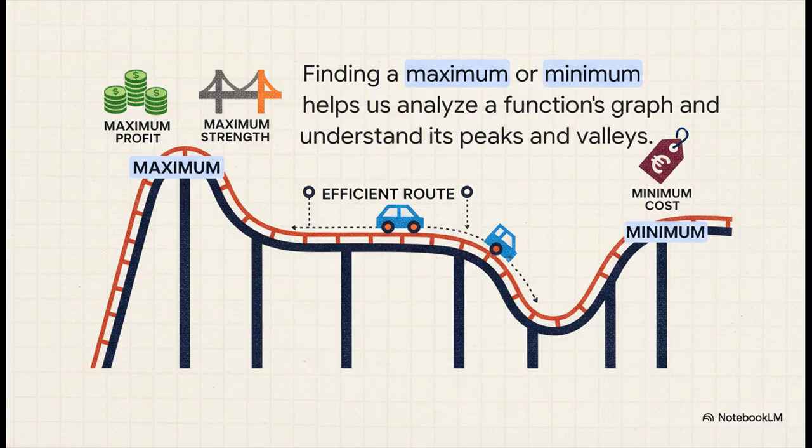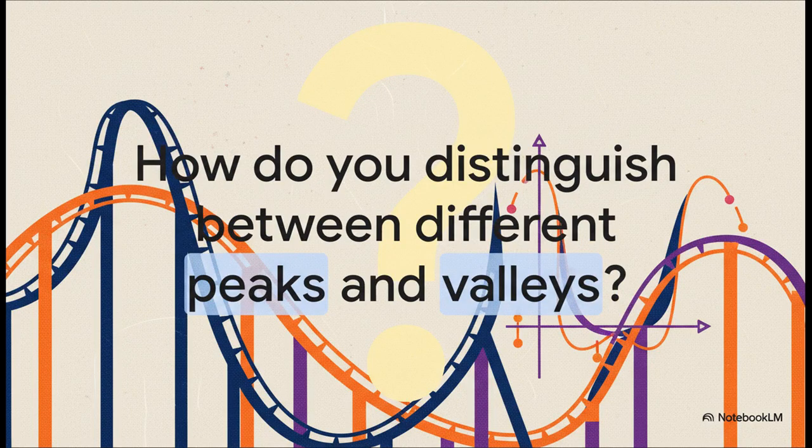I mean, think about it. A company wants to find the exact production level that gives them the maximum profit. An engineer needs to figure out the design that has maximum strength while using the minimum amount of material. These aren't just points on a graph. They're the answers to real-world questions, representing the best possible outcome. So every single graph tells a story through its peaks and valleys. It could be a story of profit and loss, of strength and weakness, of efficiency and waste. You now have the language to read that story. So the next time you see a chart or a graph, don't just see a line. Ask yourself, where are the peaks, where are the valleys, and what amazing solution is this trying to show me?